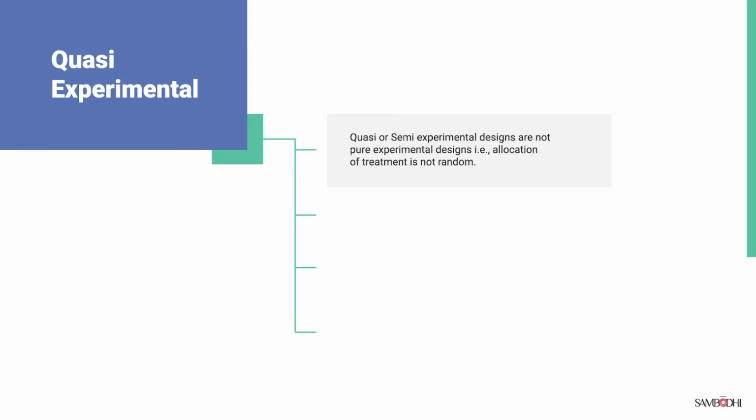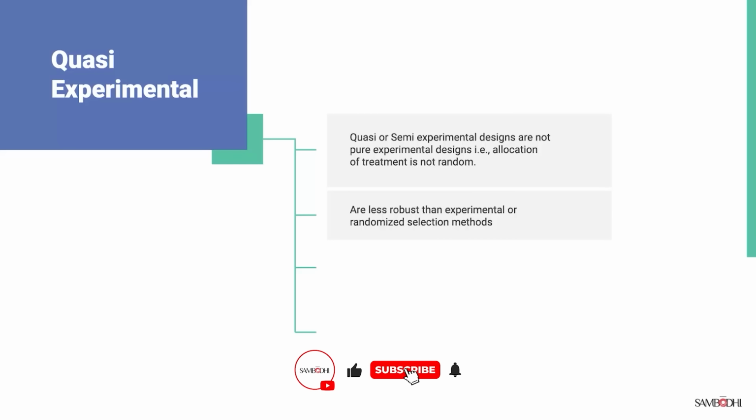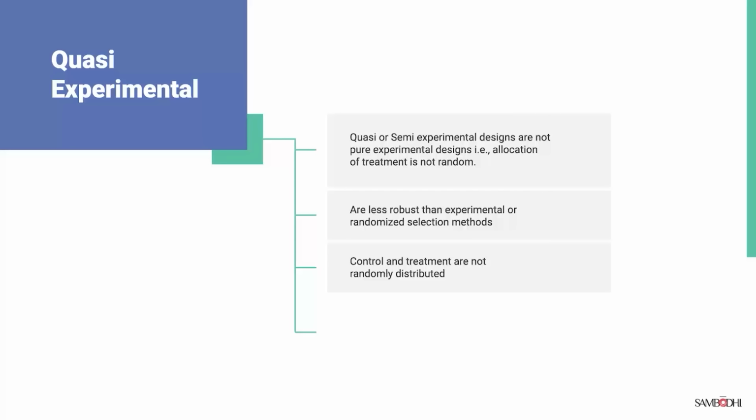Now let us understand the method of quasi-experimental design. The quasi or semi-experimental designs are experimental designs where the allocation of treatment is not random. This type of research design aims to establish a cause and effect relationship between an independent and dependent variable. In comparison to other methods such as experimental or randomized controlled trial, the quasi-experimental designs are less robust. The control and treatment in this method are also not randomly distributed, which might give rise to bias.